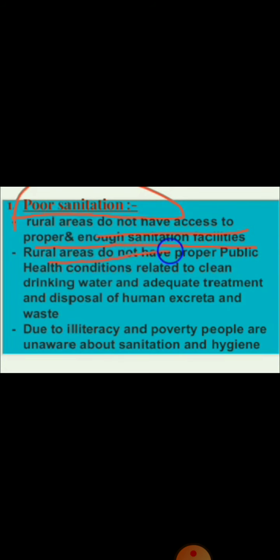Rural areas do not have proper public health conditions related to clean drinking water, adequate treatment and disposal of human excreta and sewage. Rural people, due to illiteracy and poverty, are unaware about the situation of sanitation and hygiene. Illiteracy and poverty are the two main factors causing various rural issues, and poor sanitation is one of them, because rural people are unaware about sanitation and hygiene due to illiteracy and poverty.